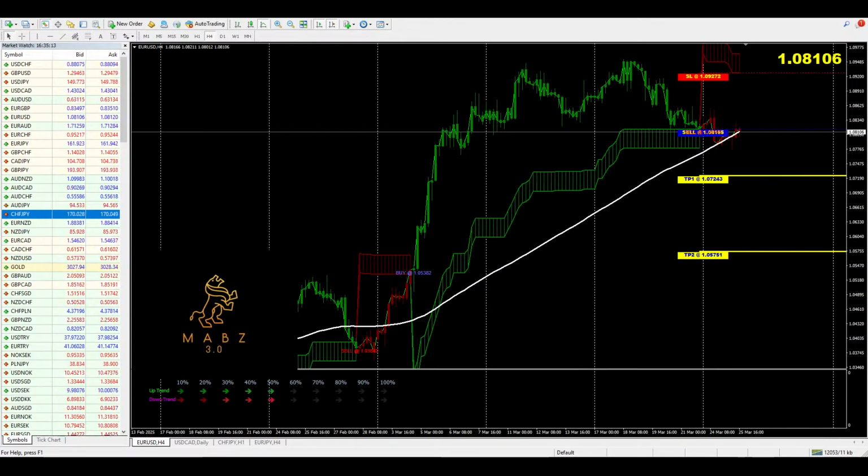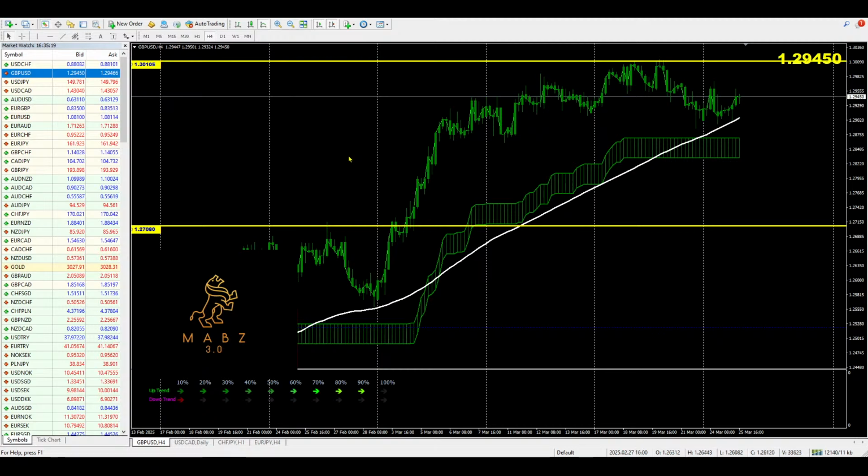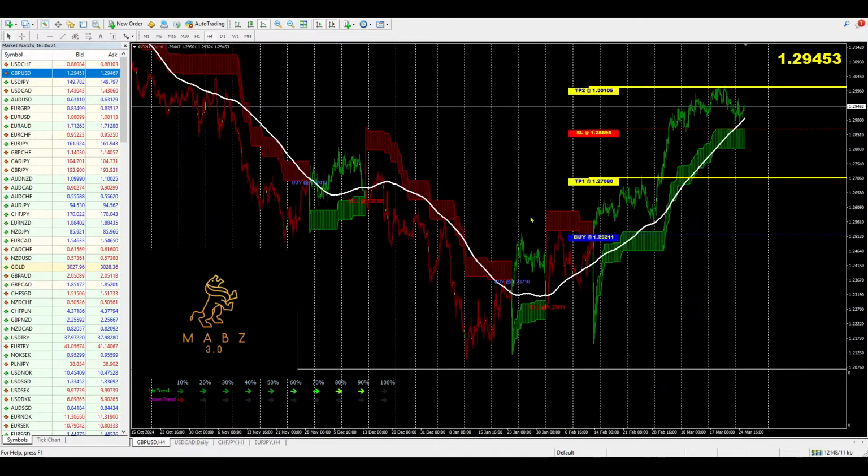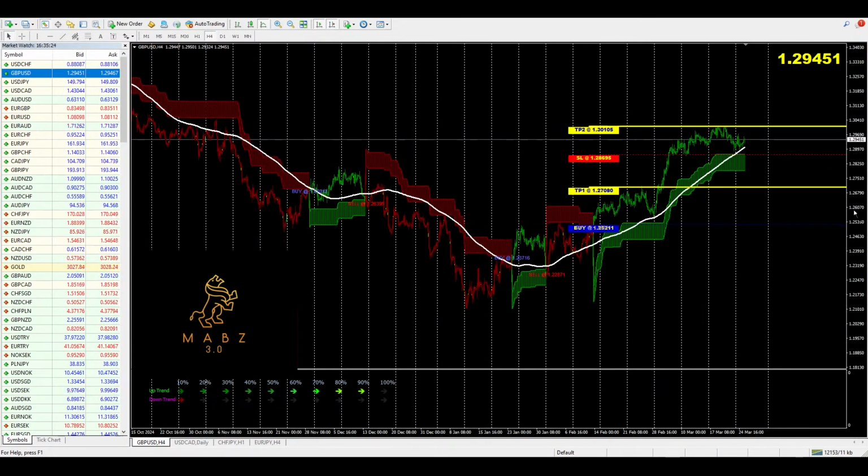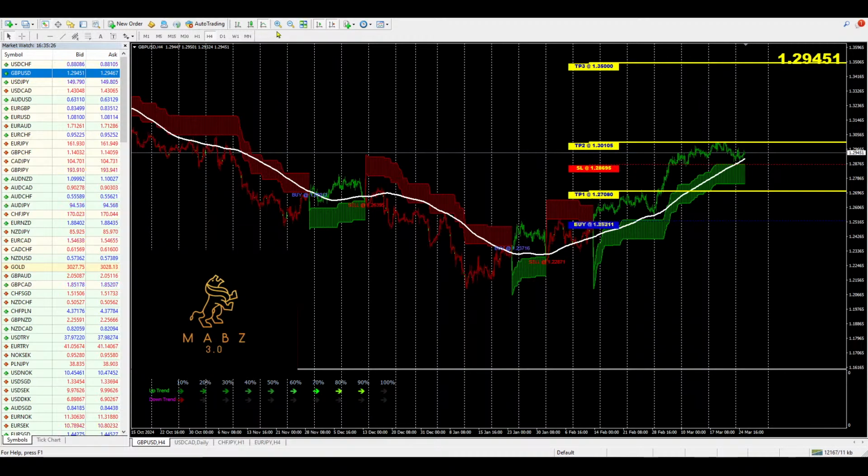So today, let's just do some quick analysis and see what type of trades that we can find, guys. So I'm just gonna jump into it. I'm gonna start on the H4 chart and see what we can come up with. Okay, so I'm gonna start with the GBP USD. Let's see what's happening on the GBP USD.